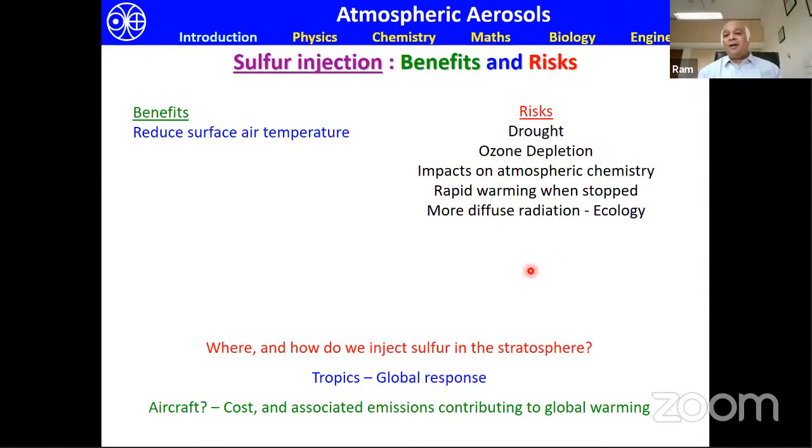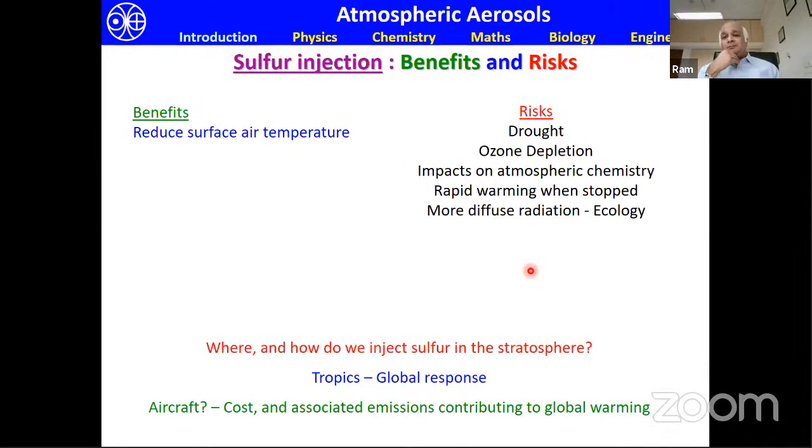So it will warm rapidly, as we saw when the emissions of sulfur dioxide are stopped. And with more and more of these particles, more scattered or diffuse radiation will increase in the Earth's atmosphere, and this will have an effect on the ecology. For example, we know that more diffuse radiation on the leaf or the plant will reduce the photosynthesis.